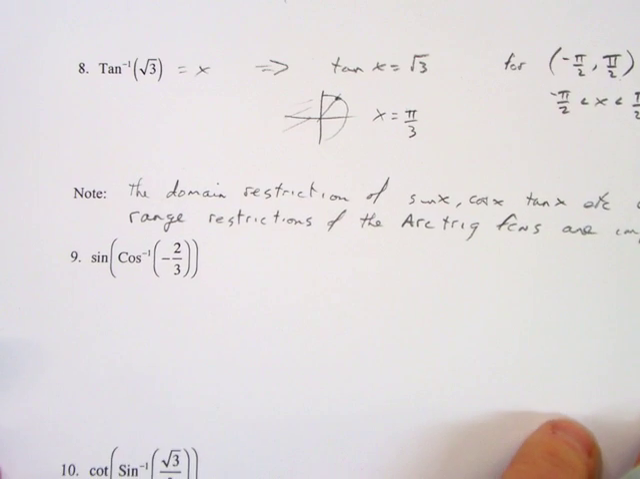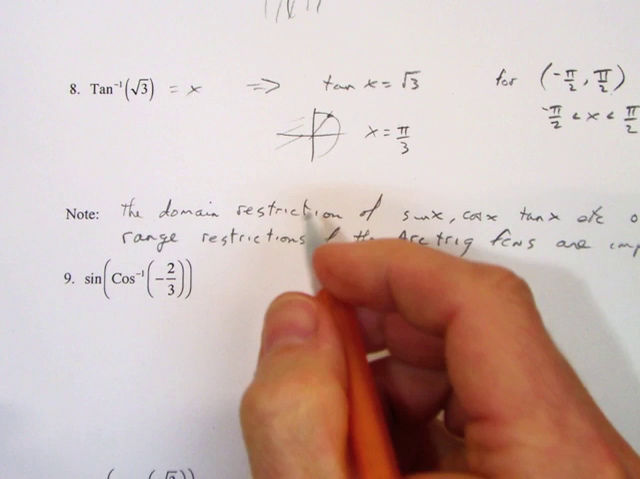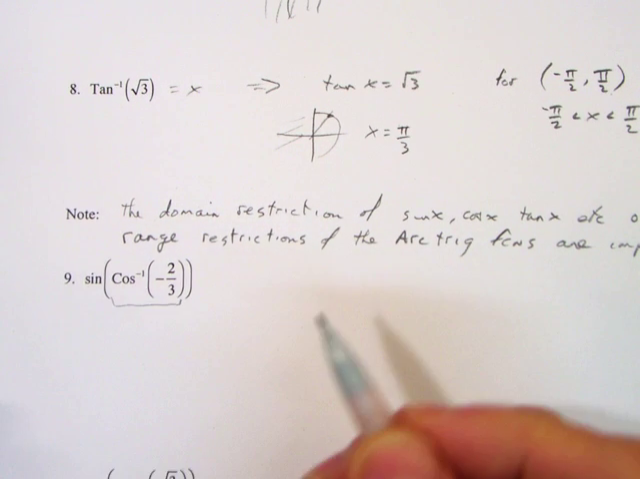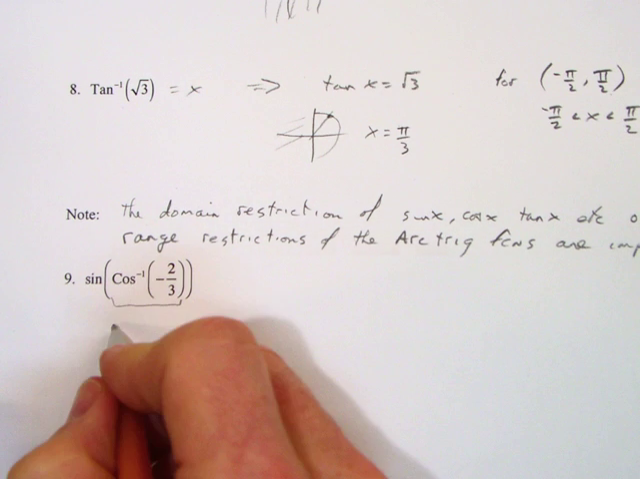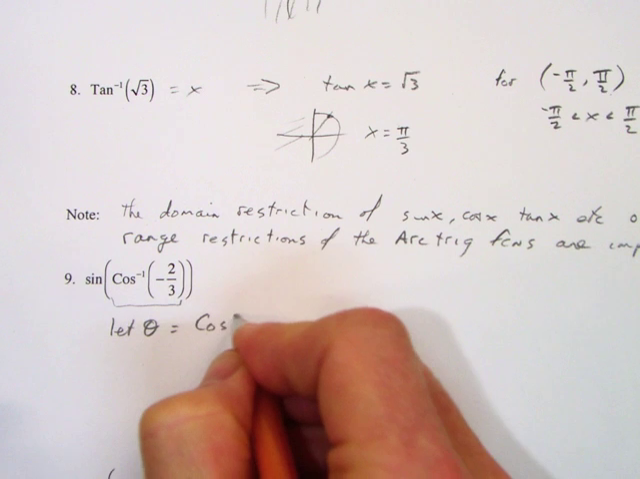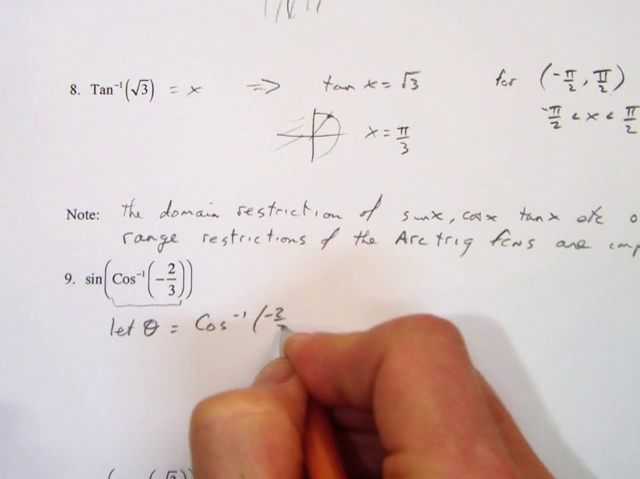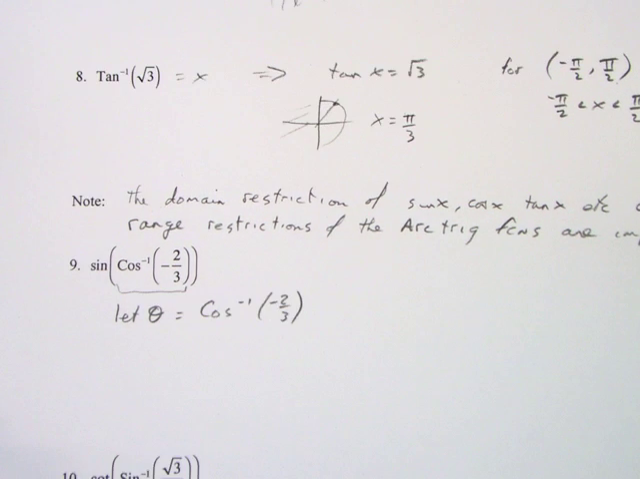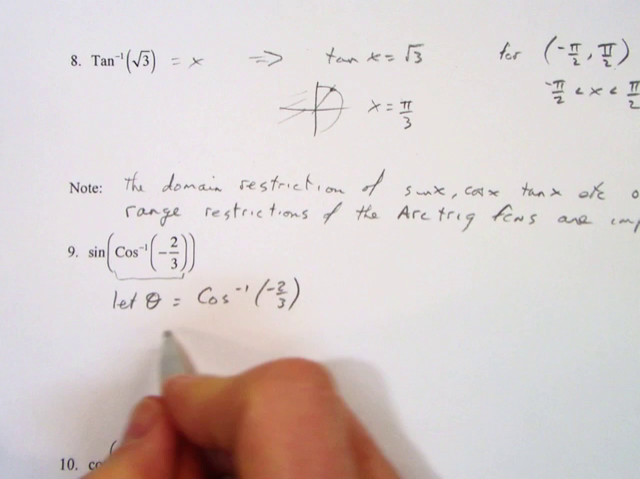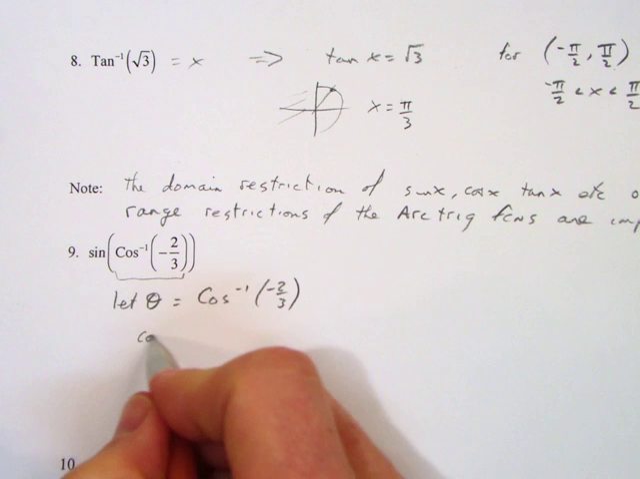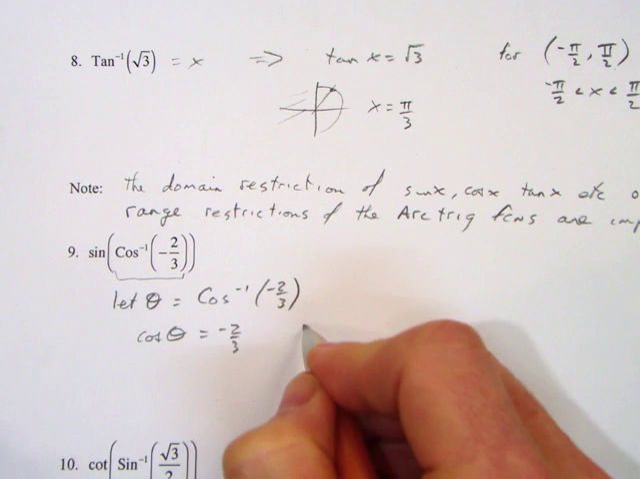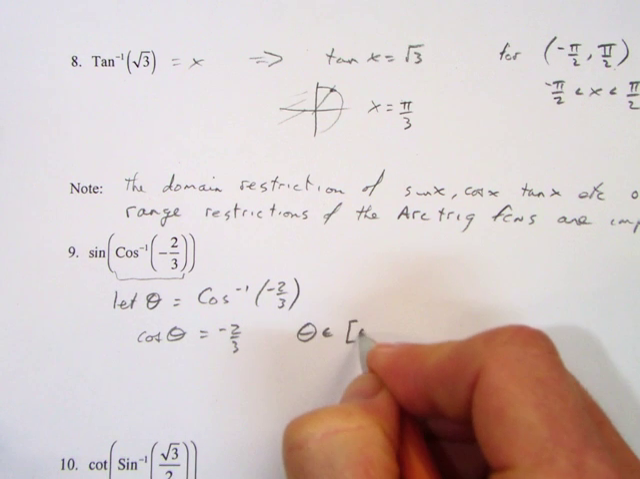All right, let's take a look at one more here. So how would I deal with this? Remember, what is this inside part? What is an inverse trig? It's giving us an angle. So let's take this and we'll say let theta equal the inverse of negative. There's no calculator allowed. This says that cosine of theta equals negative 2/3, but we have to restrict it. Theta is in between 0 to pi inclusive.